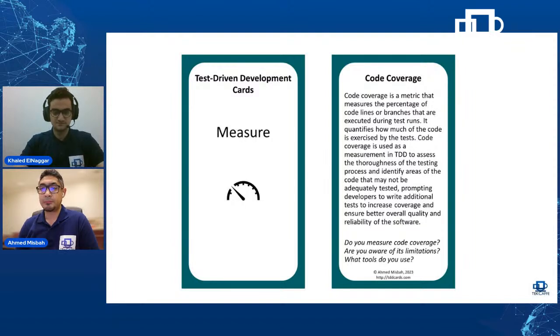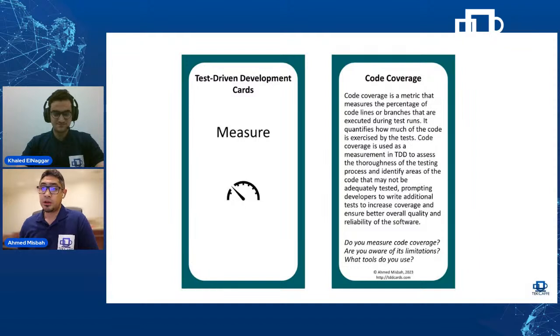Okay, so code coverage is one of many measures or metrics that we can use to measure the quality of our tests. And of course, this is not the only card under the measure category. There are many, many other cards under that category that explain and describe many other important metrics that can be used to measure the quality of your tests and the overall efficiency of your TDD practice.